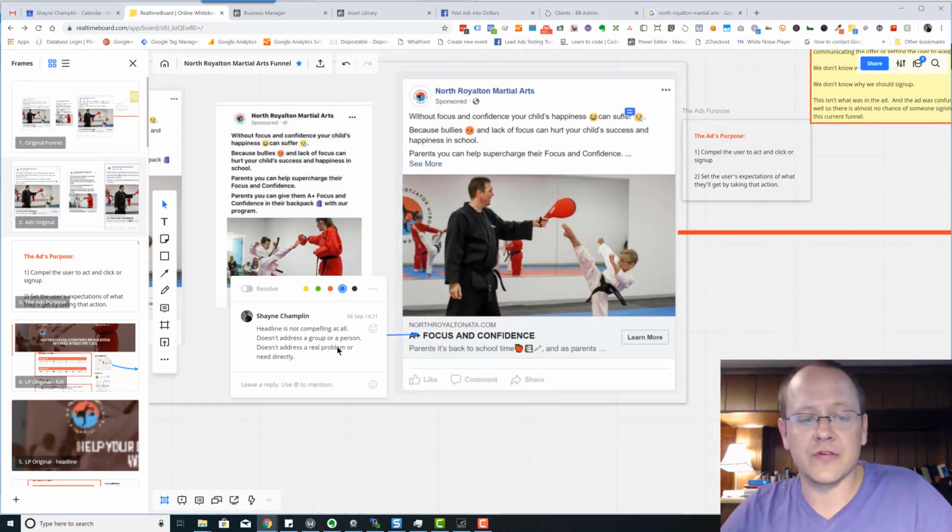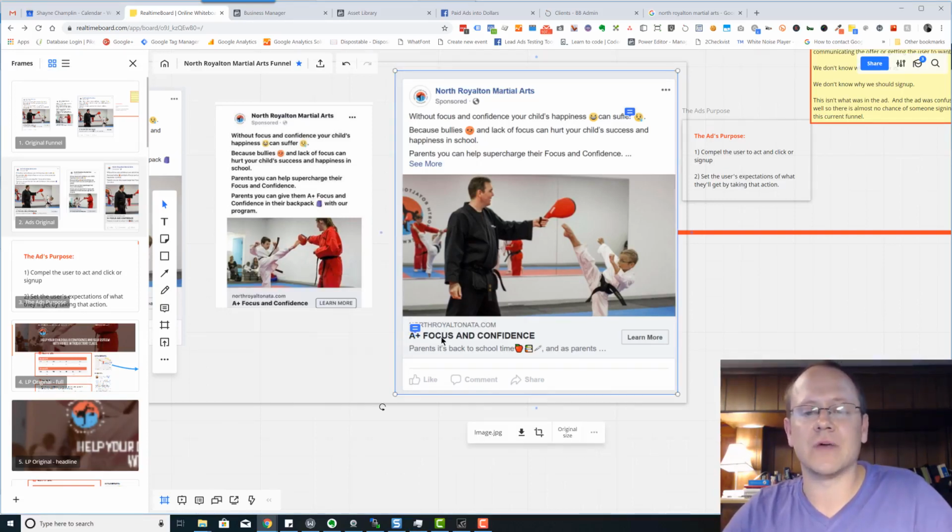It doesn't address a group or a person. Again, it doesn't address a real problem or a need directly. Like "A+ confidence and focus" is, again, a sort of fragmented idea. So let's move over. Once you click on this ad, then we move over to the landing page, right?